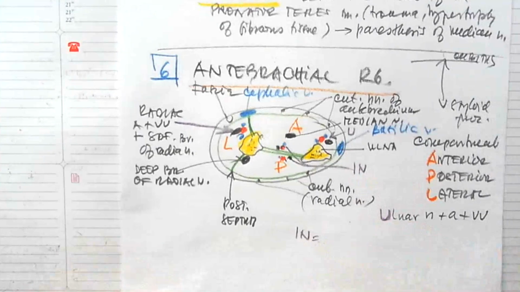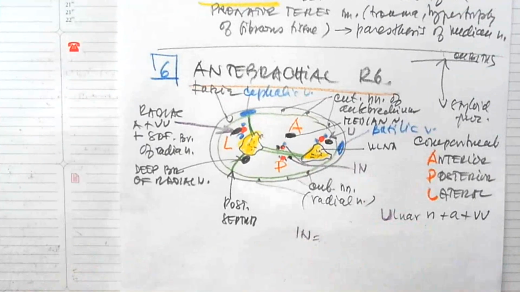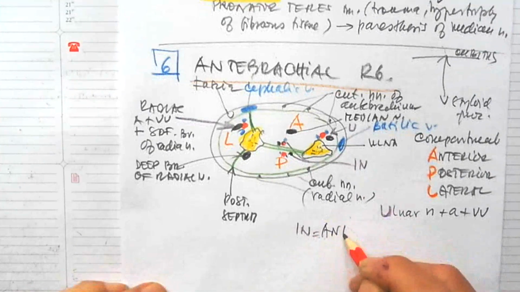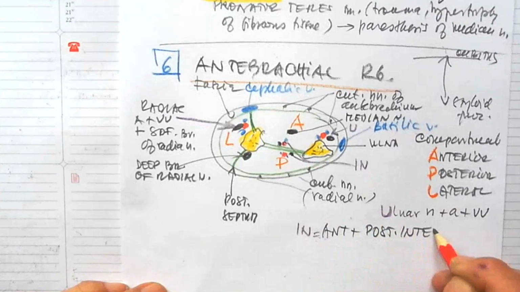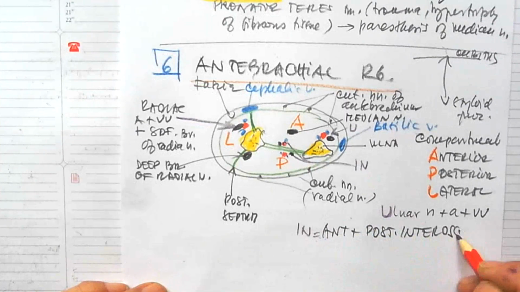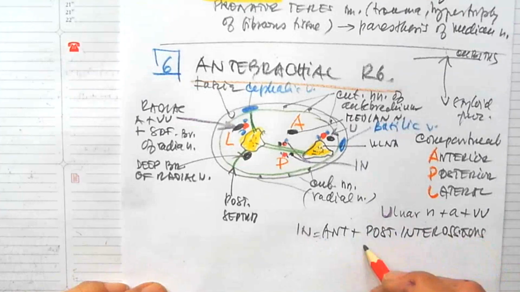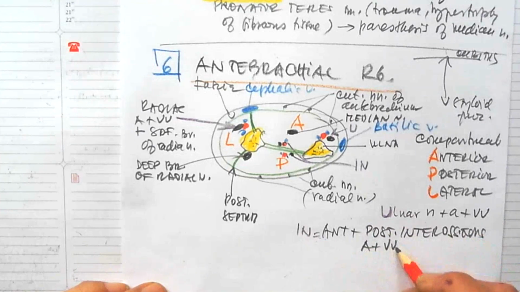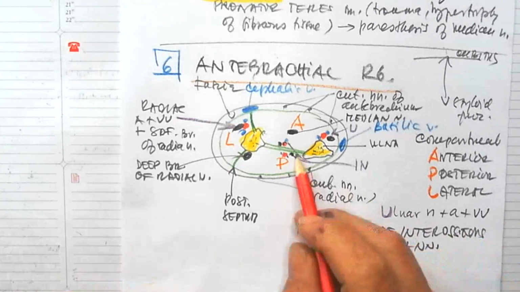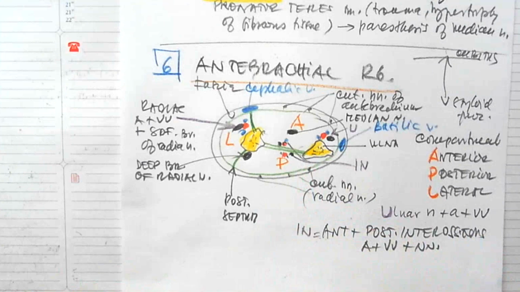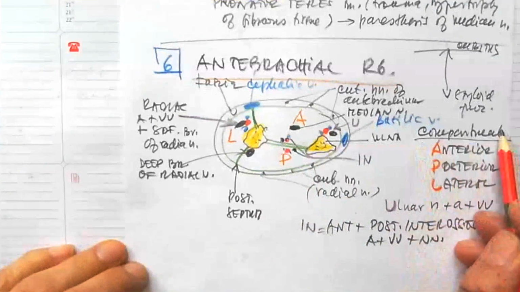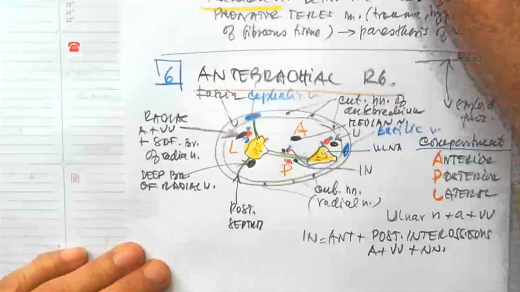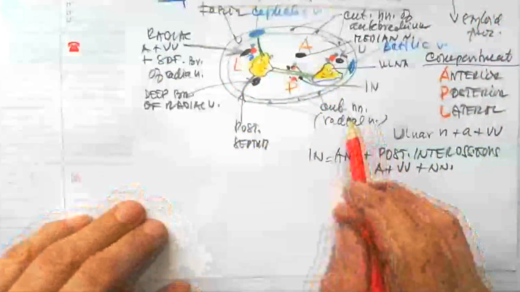IN means interosseous, anterior plus posterior interosseous, artery plus veins plus nerves. We said that nerves come from radial. So I mean that it could be all the distribution and position of the main structures.